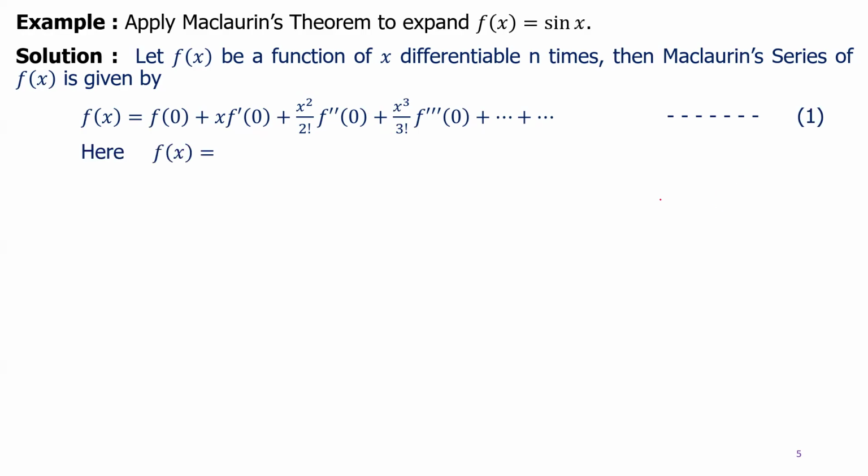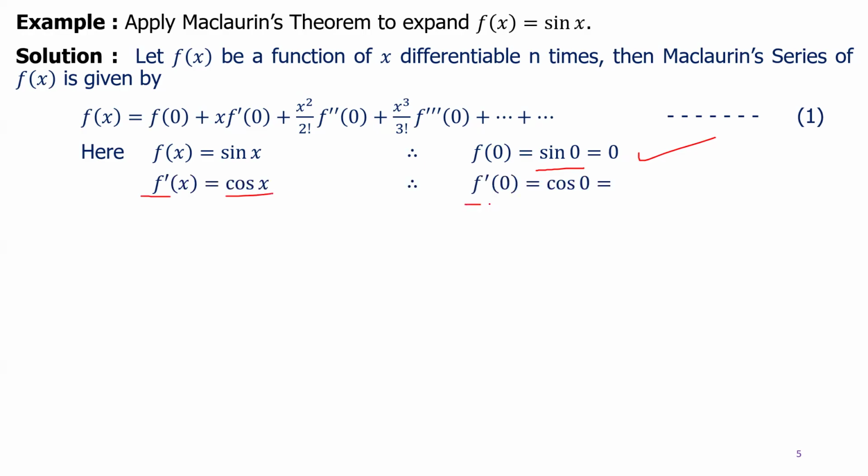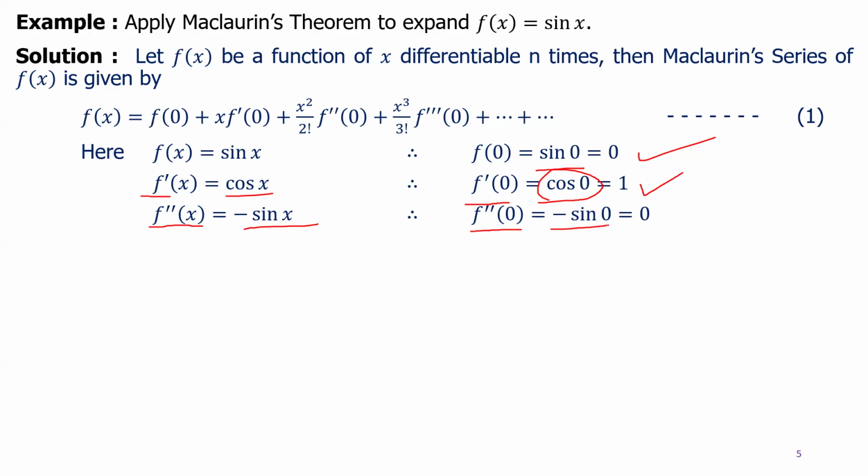Here f of x is equal to sin x. Therefore, f of 0 is sin 0 and sin 0 is nothing but 0. If we differentiate sin x, derivative of sin x is cos x. Therefore, f dash of 0 is cos 0 and cos 0 is equal to 1. If we again differentiate cos x, the derivative of cos x is minus sin x, and f double dash of 0 is minus sin 0, which is again 0.